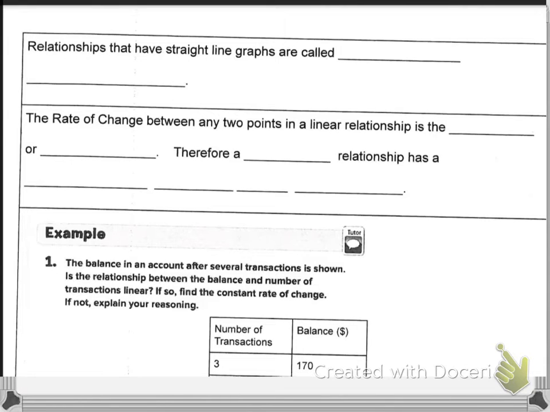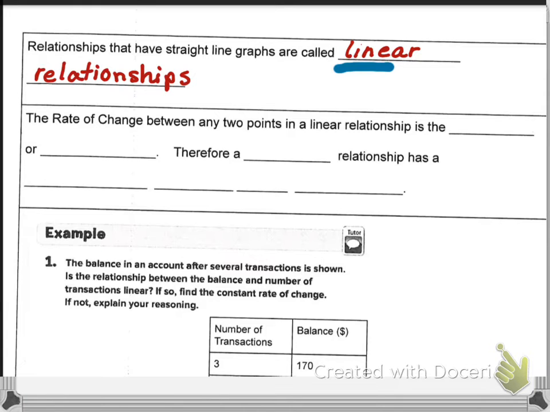All right, ladies and gentlemen, we're looking at Chapter 3, Section 1, Constant Rate of Change Notes. Relationships that have straight line graphs are called linear. We can see the word line right inside that word linear. So it just stands for graphs, relationships that make a straight line.